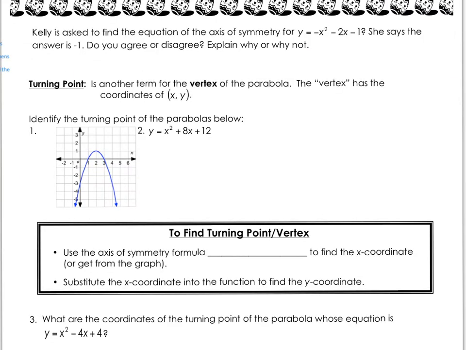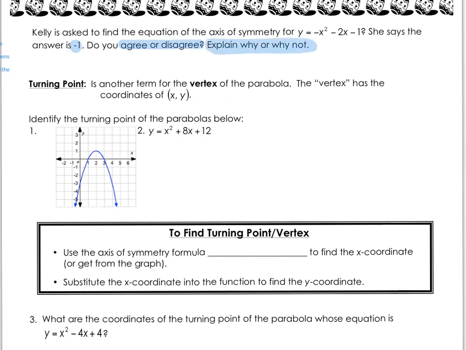The next page says that Kelly is asked to find the equation of the axis of symmetry for y equals -x squared minus 2x minus 1. She says that the answer is -1. Do you agree or disagree, and explain? So the important thing here is we are told what Kelly thinks the axis of symmetry is. We need to find out if we agree or disagree and then explain why or why not.